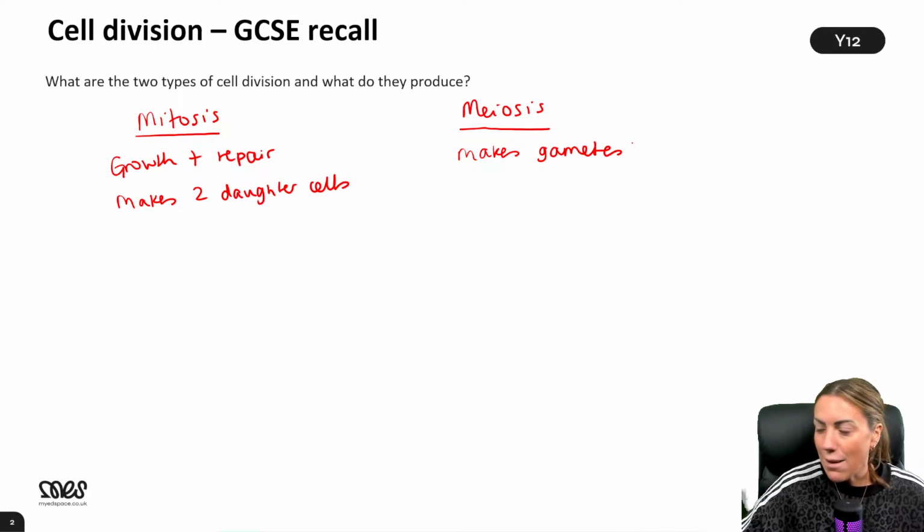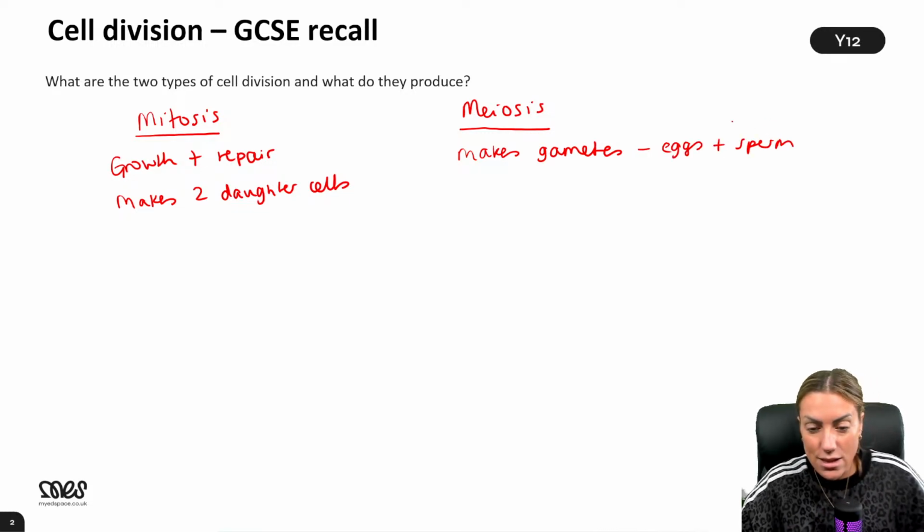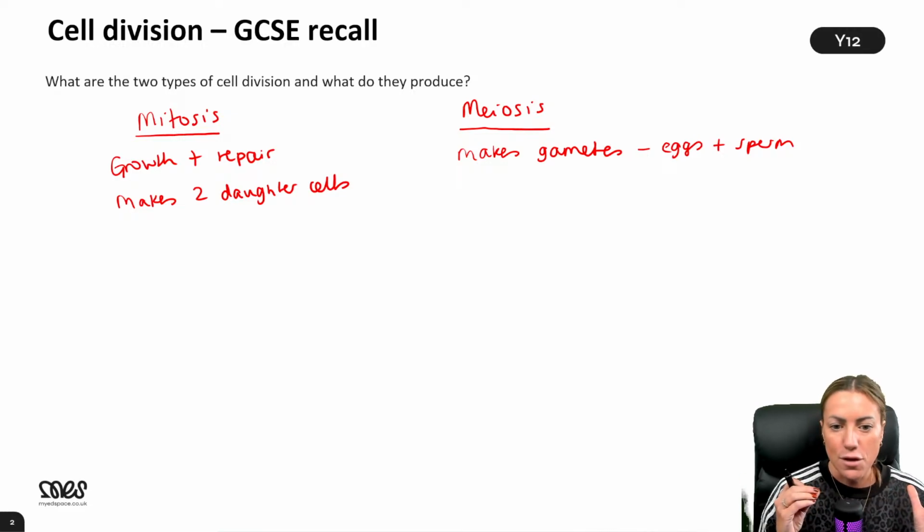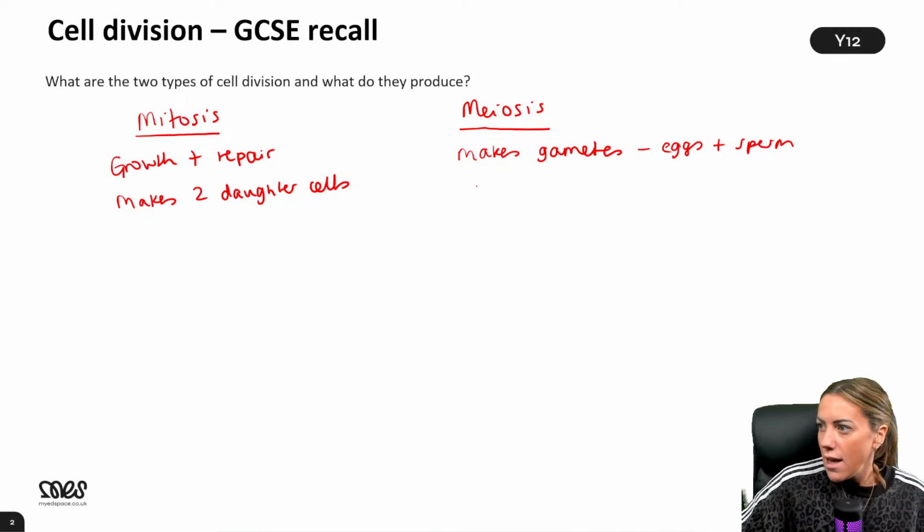Jawar here, gametes are not embryos, but they are eggs and sperm. They're sex cells, aren't they? They're not embryos because an embryo would be formed after fertilization, after a sperm cell has fused with an egg cell and then started to divide. Meiosis makes 4 daughter cells. Good.